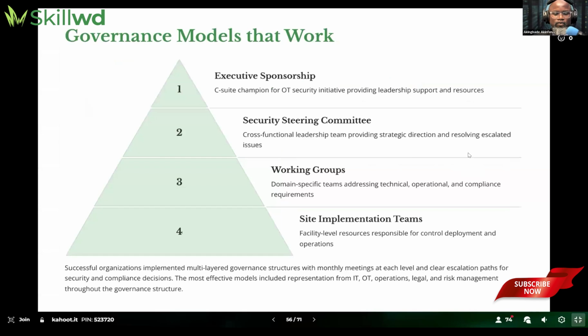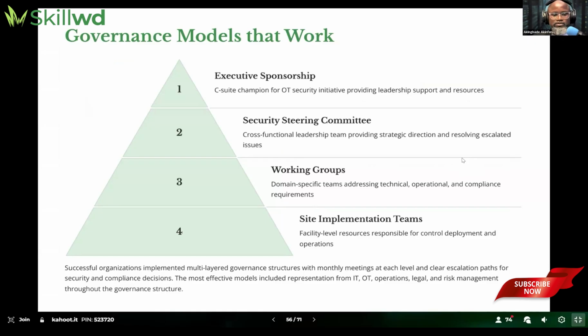Some general governance models that work in OT. I think this applies to everything really. Whether it's OT or IT, there should be an executive sponsor. Your leadership must be involved. There should be a security steering committee, where we have cross-functional leadership providing strategic direction and guidance. That's why I mentioned it earlier on.